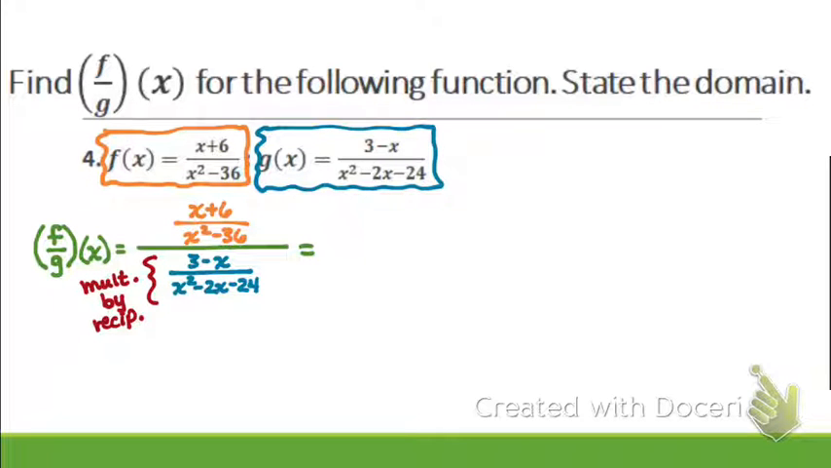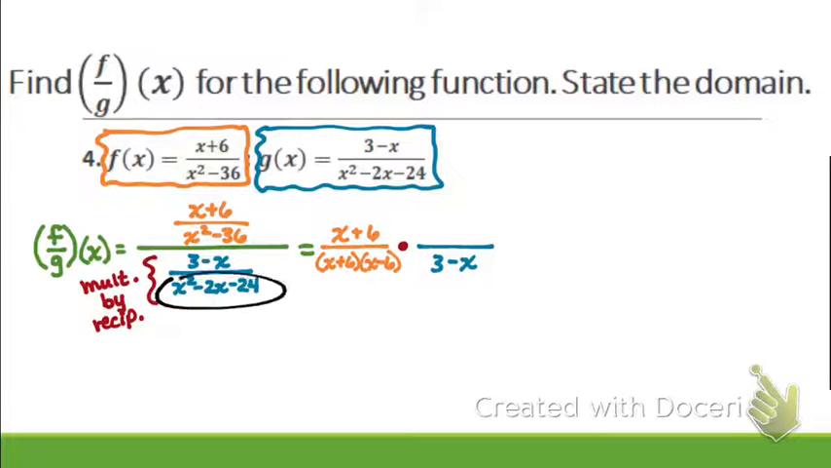All right. So the numerator stays the same, x plus 6 over, how will that denominator factor? Yes. X plus 6, x minus 6. We have a difference of 2 squares. Multiply by the reciprocal here, so my denominator is 3 minus x.